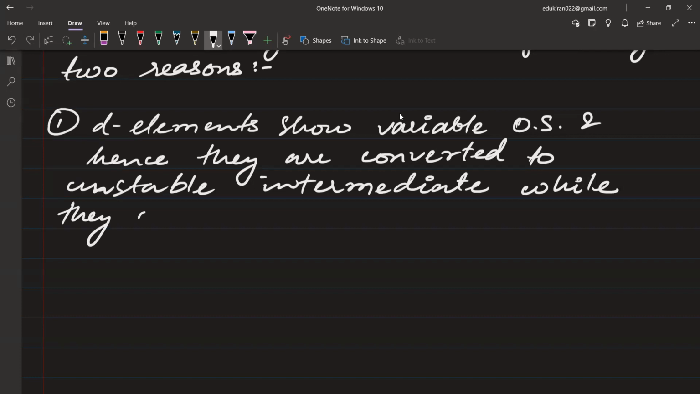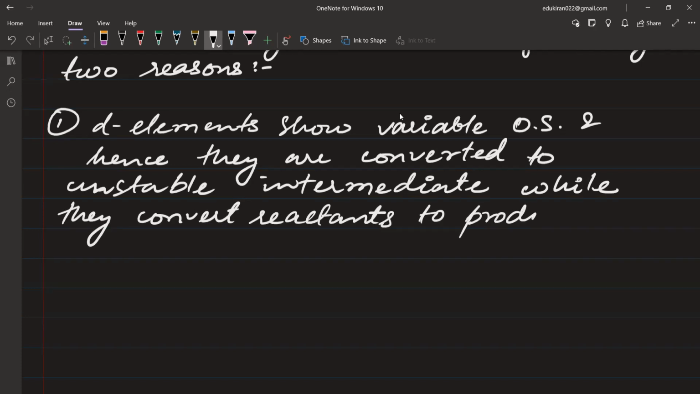While they convert reactants to product, now, when you have an intermediate which is unstable, then the activation energy becomes lower, because very stable molecules are going to have high activation energy. It will be very difficult to react reactants which are very stable. So that is why we put d block elements, which first convert themselves to unstable intermediates, and then they bring the reactants closer together, and then the reaction can happen, and the activation energy is lowered.